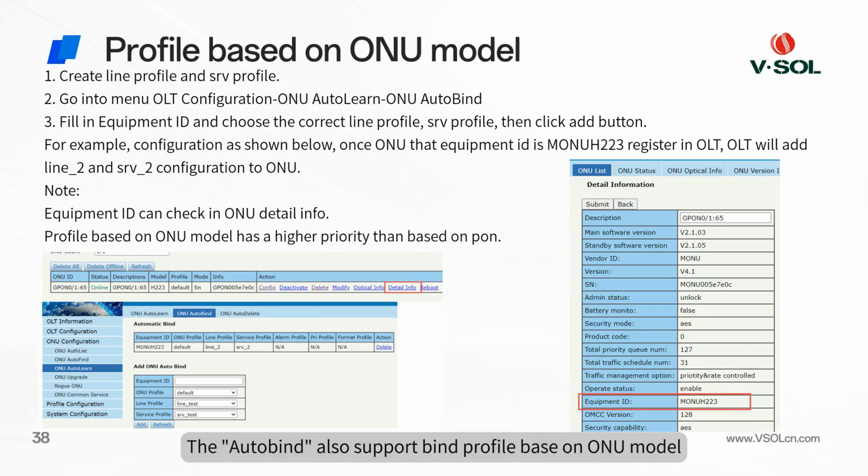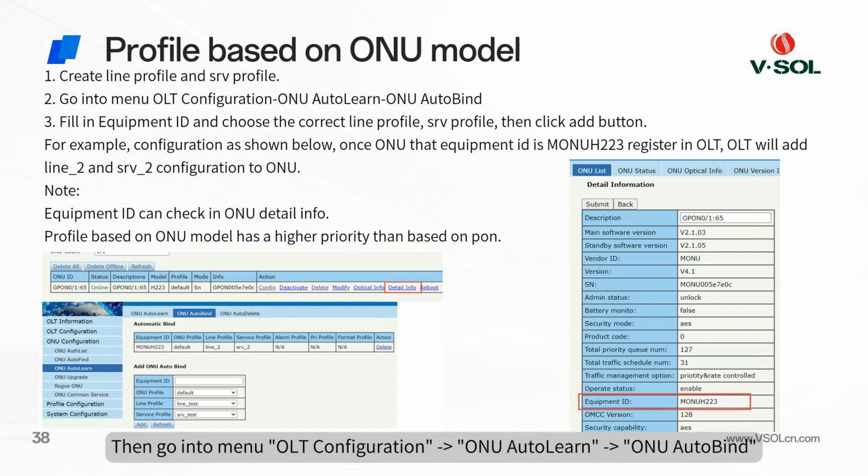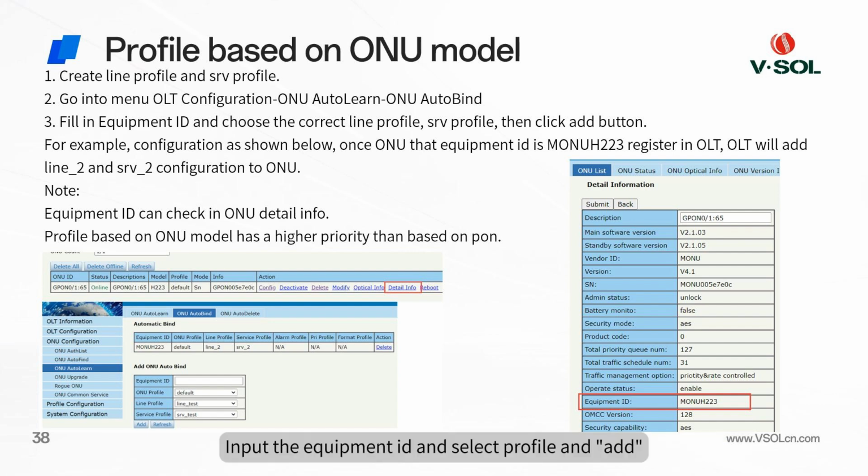The Autobind also supports binding profiles based on ONU model. Before using it, you also need to create a line profile and SRV profile. Then we need to know the ONU equipment ID first. You can get it at OLT Configuration, ONU Auth-List, Detail Info, and you can see the ONU equipment ID. Then go into the menu OLT Configuration, ONU Auto Learn, ONU Autobind. Input the equipment ID, select the profile and Add.